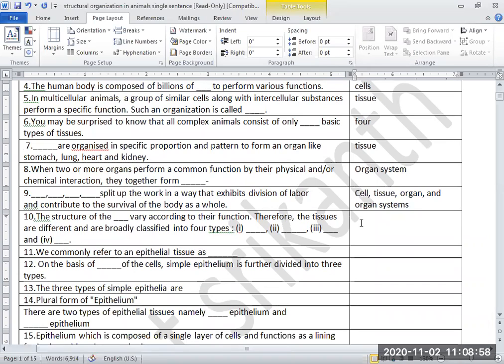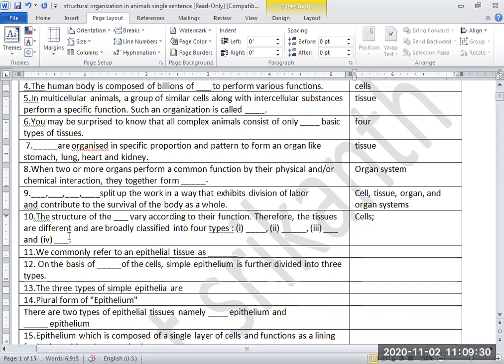Okay, question number 10. The structure of the dash vary according to their function. Therefore, the tissues are different and broadly classified into 4 types. The structure of what varies according to their function? Cells. You fill the blank with cells, then you will find the line: the structure of the cells vary according to their function.